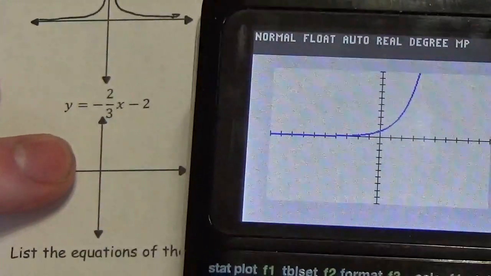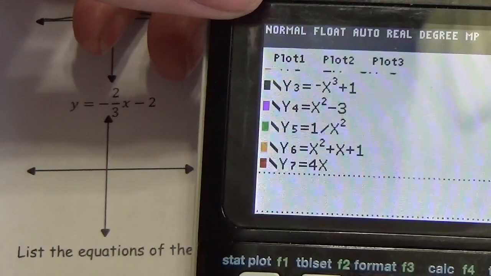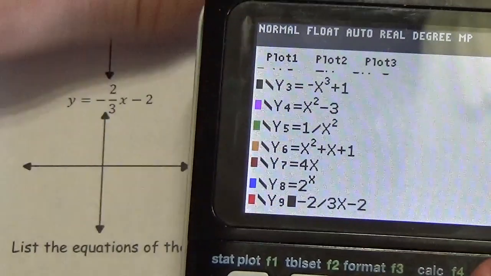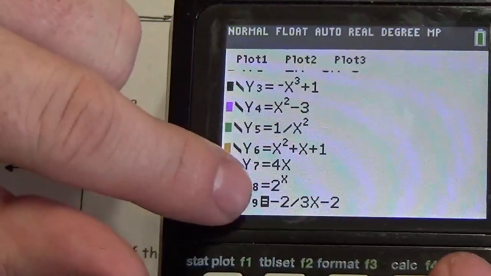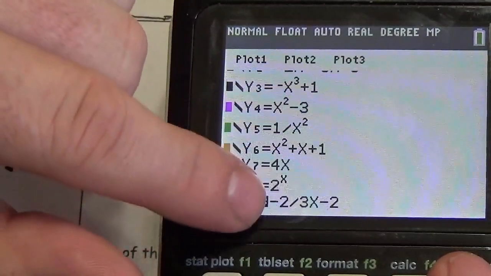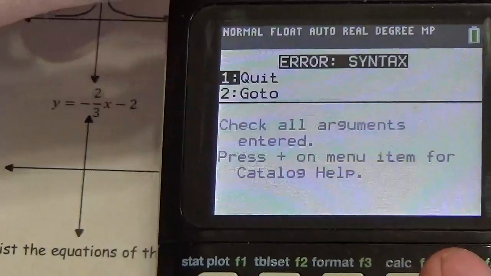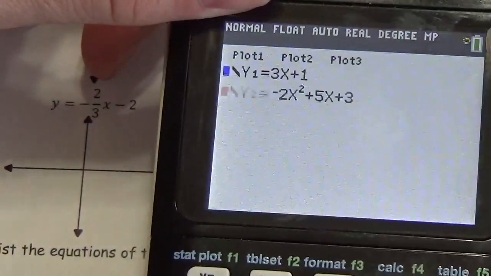Y equals negative 2/3 x minus 2. So I'm going to come down, turn that one on, negative 2/3 x plus 2. Now, based on what you've seen in previous courses, you might suspect that this is going to have a slope of negative 2/3 and a y-intercept of negative 2. Oops. What did I get wrong here?